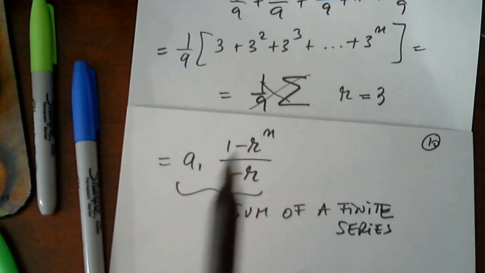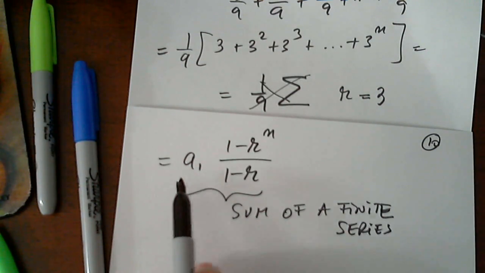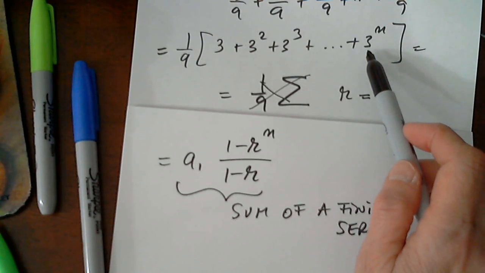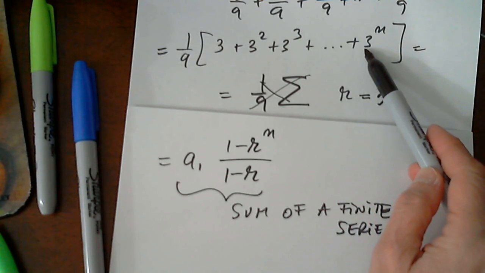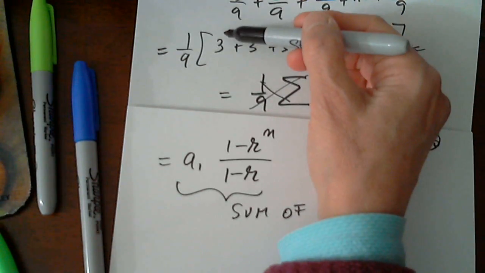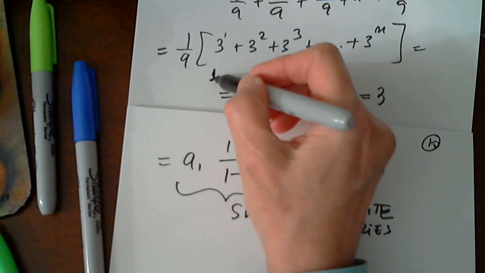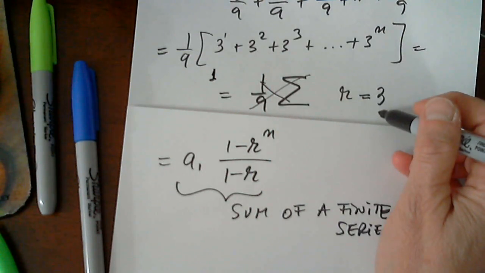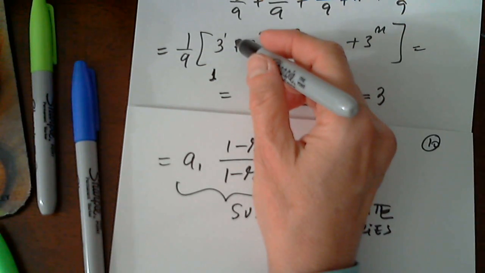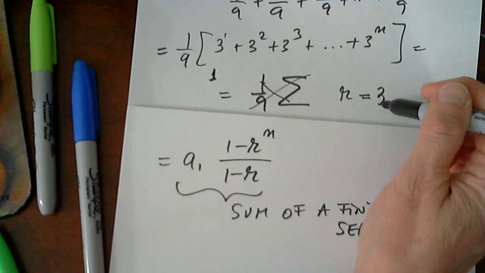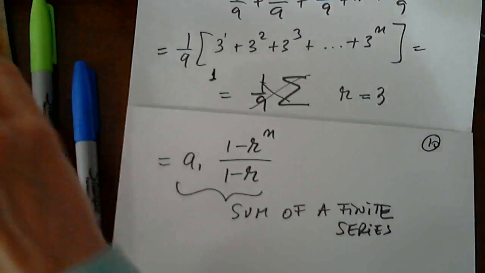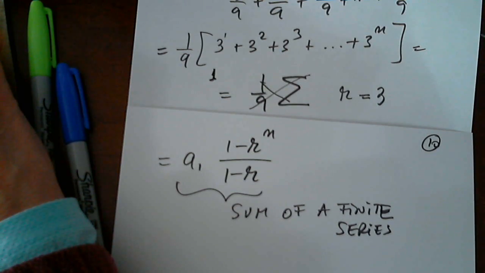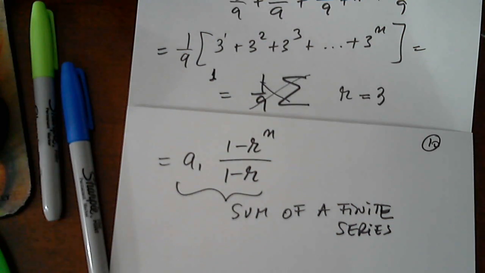So this is clear. Now, there is a little bit of an issue. See what happens: I have 3 to the first power, 3 to the second power. So the first term has power 1 for the common ratio, but the first term should have power 0 for the common ratio. So let me go back for a second to show you the formula.